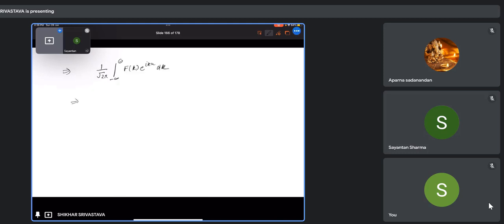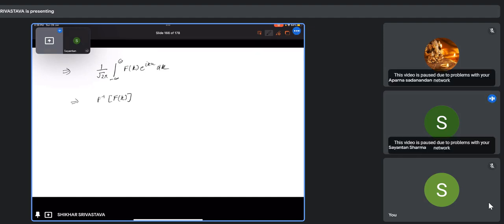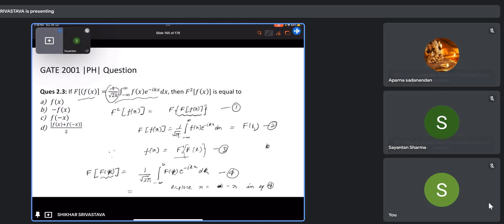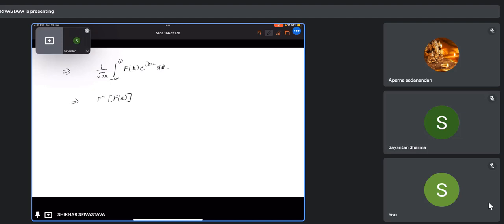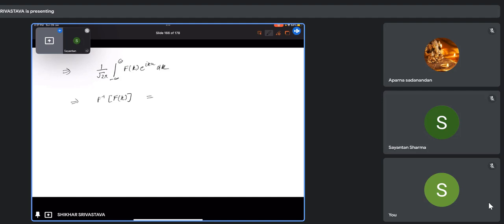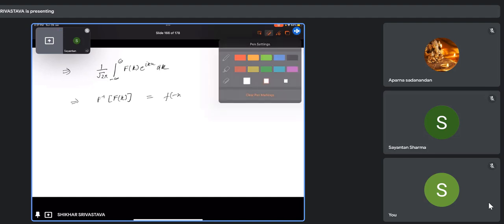This is nothing but the inverse of f of k. Is it clear? This is nothing but the inverse of f of k. And from here, we know that inverse of f of k is f of x. So if we just replace x with minus x in this equation, we'll get this. So this is nothing but f of minus x. So let me make it a little more clear here.